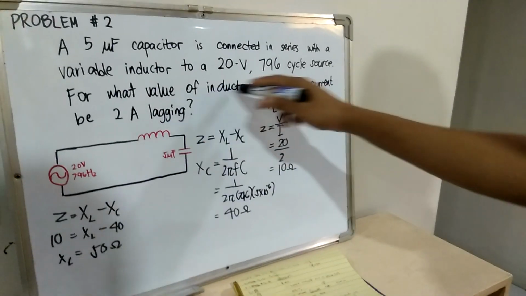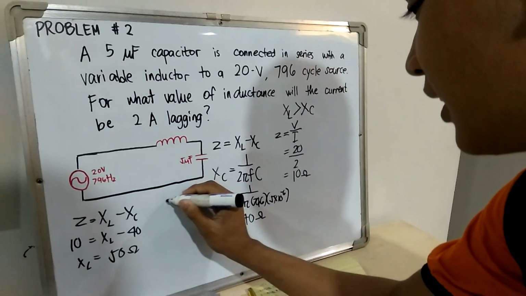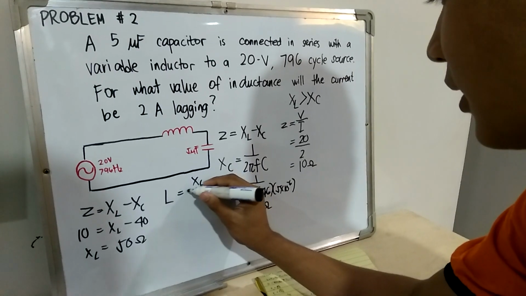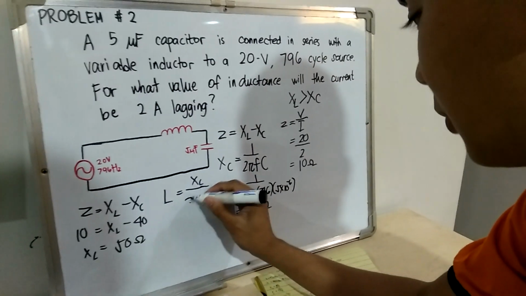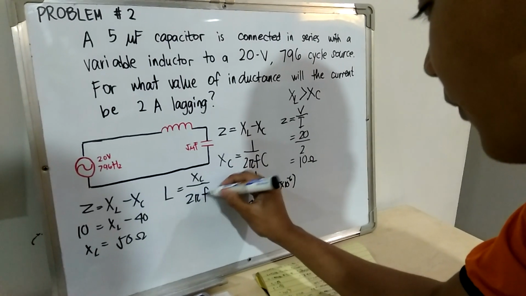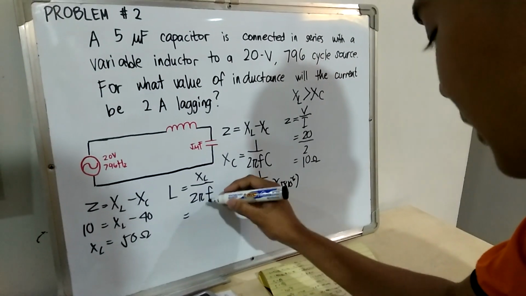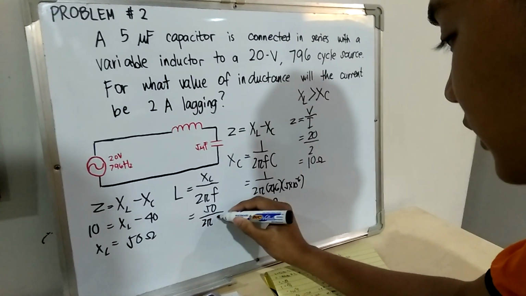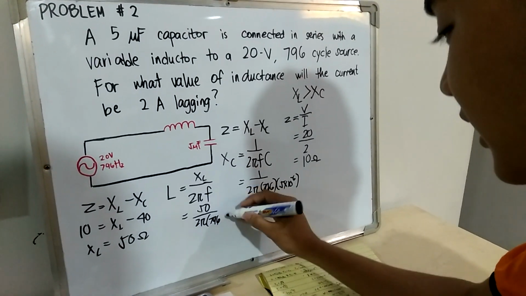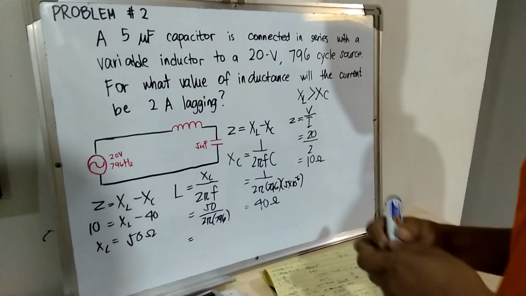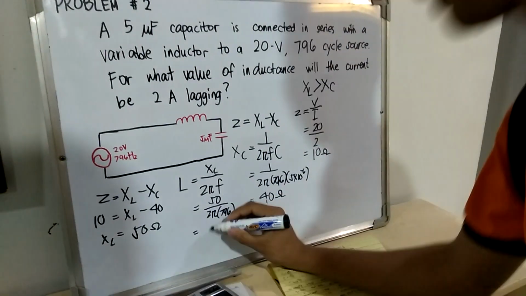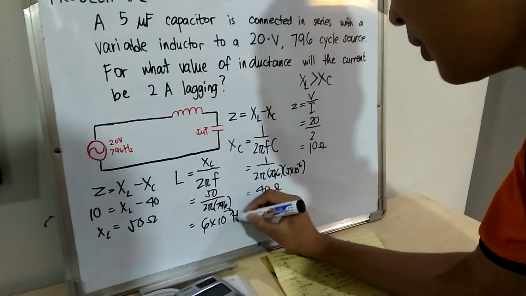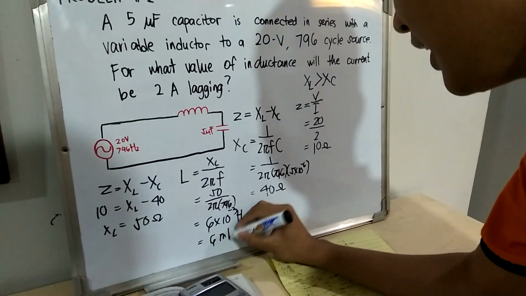Then to get the inductance, we have the formula L is equal to XL over 2 pi F. Then we substitute the values. 50 ohms over 2 pi times 796 hertz, which equals 6 times 10 to the negative 3 henries, or 6 millihenries. That's all.